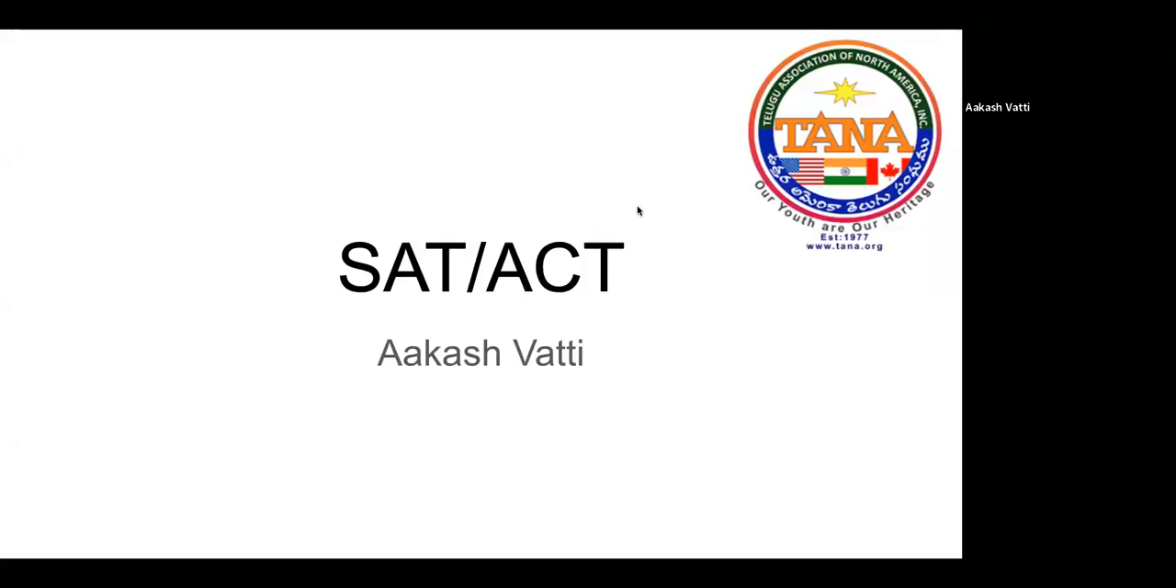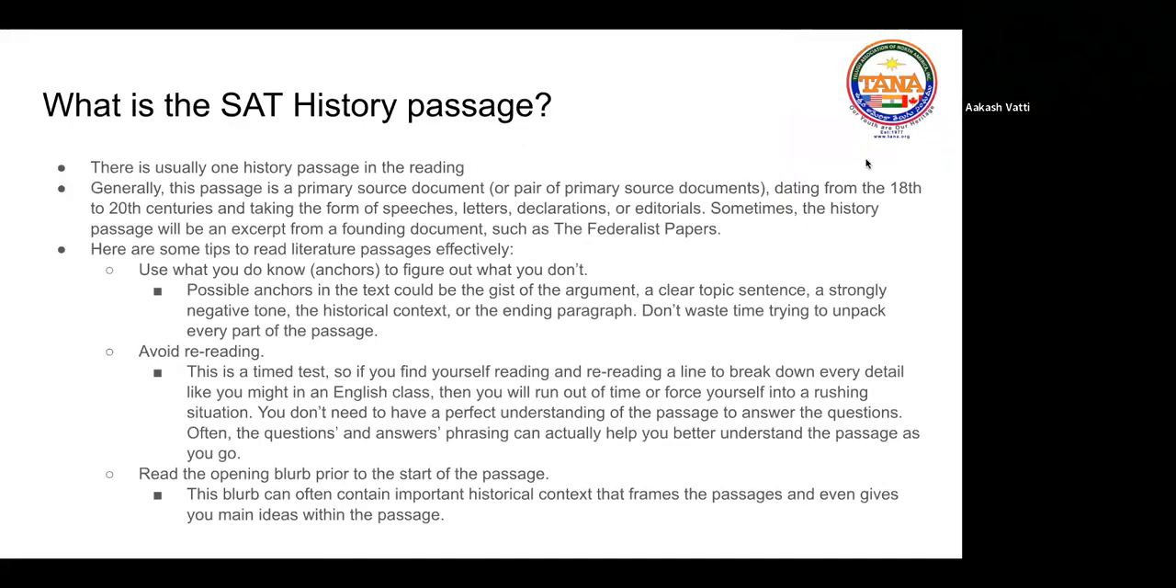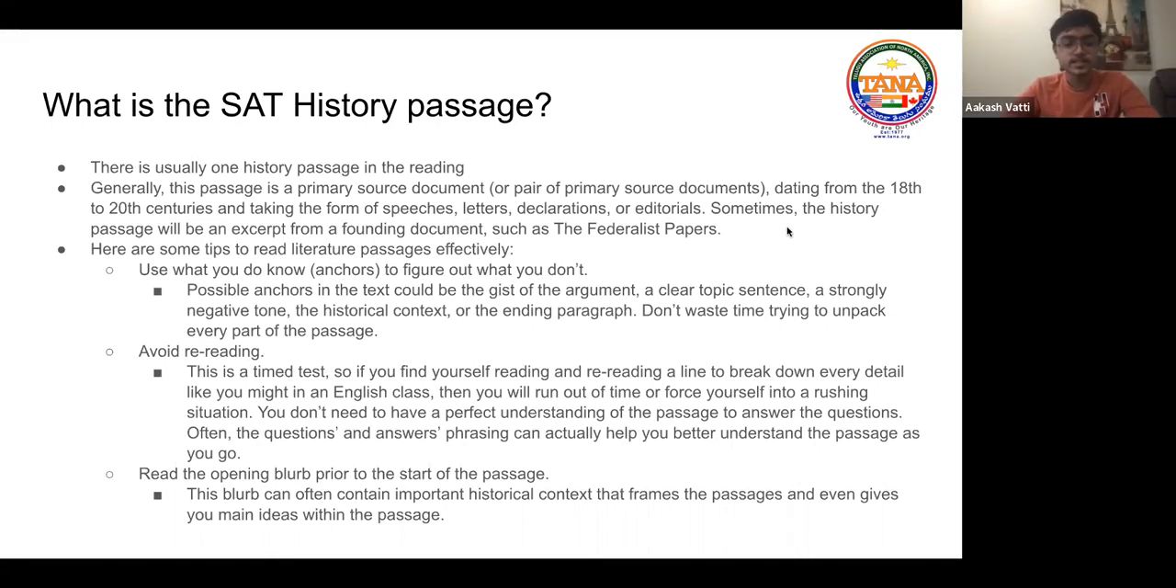All right, so today we'll be doing history passages as well as general questions on the SAT grammar section. So let's just start. For the SAT history passage, there's usually only one history passage in the reading, although it can be a paired passage, which means there are 2 passages instead of just one, where there's usually a contrasting viewpoint between the 2 authors of the passages.